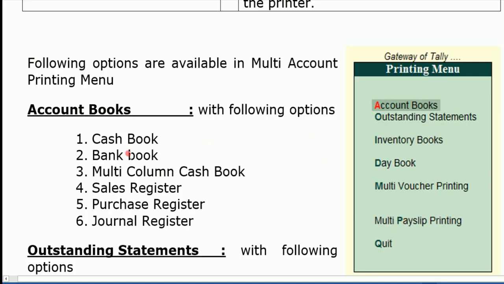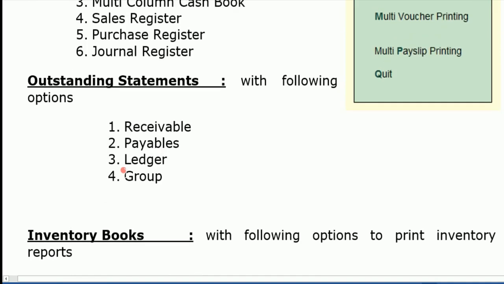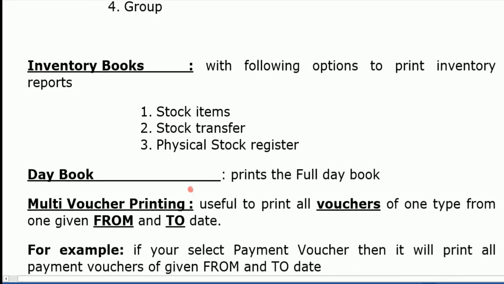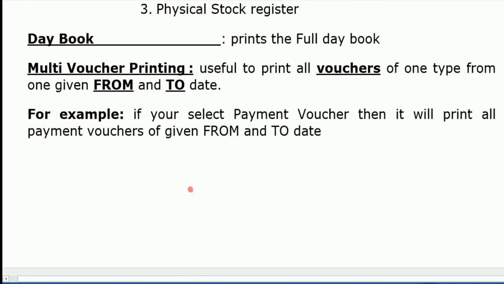And again in Account Books, you can take the cash book and bank book to print those registers separately. Even in the Outstanding Statement, Receivable, Payable, Ledger, and Group options are available. Then in Inventory Books: stock items, stock transfer, physical stock register, and Day Book to print the full day book.